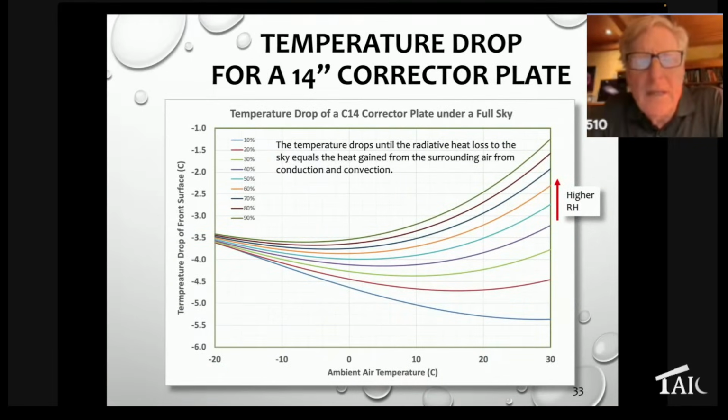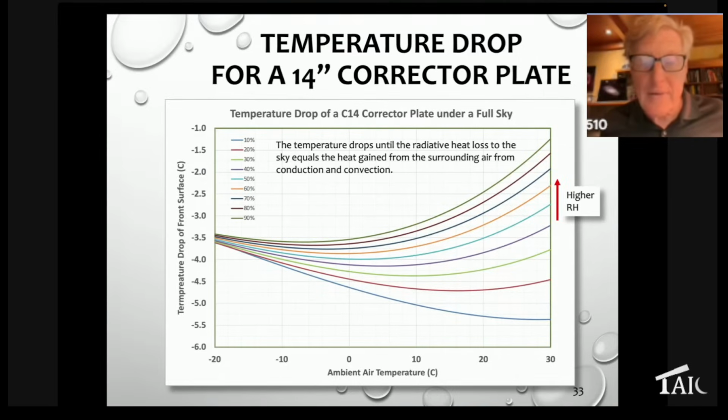Well, this was the calculation that I spent a really long time doing, not the last one. This is the one determining just how much of a temperature drop you get for a 14-inch corrector plate under the conditions I described. And I think that these numbers are pretty close to right. So if we were to look at, say, my favorite, which is 10 degrees C, you can see the drop is somewhere between a little over 3.2 degrees C to almost 5 degrees, depending on the relative humidity.